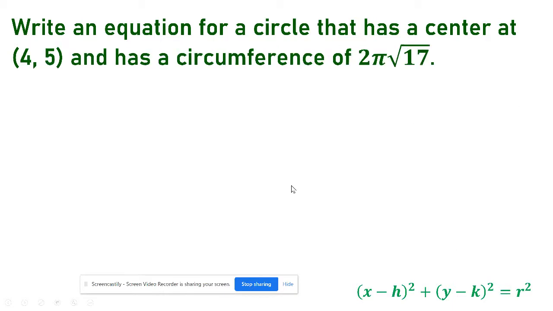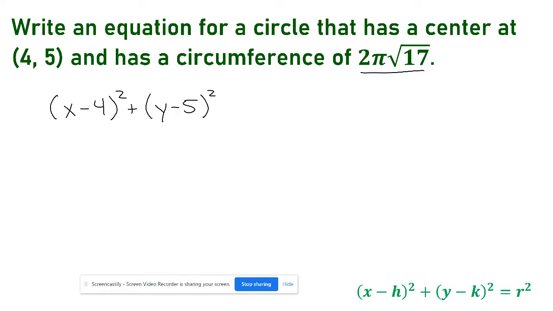All right. Okay, now it says, this is a little different. It says, write an equation for a circle that has a center at (4, 5), has a circumference of 2 pi radical 17. And that looks really ugly, but it's not going to be that bad. And again, I'm going to start with the center. Go ahead and get that part done. So I'm going to have x - 4. I'm going to have y - 5. All right, get my exponents in there.